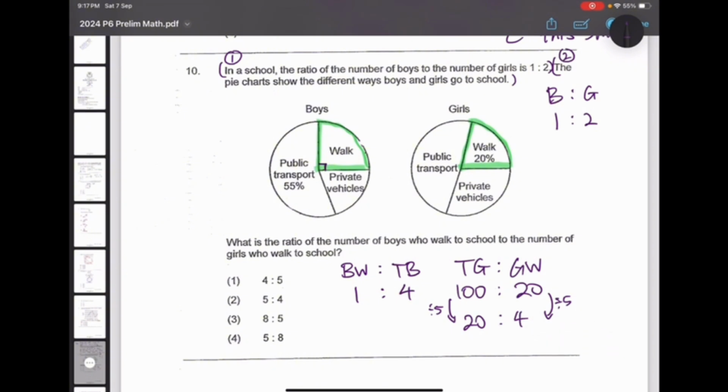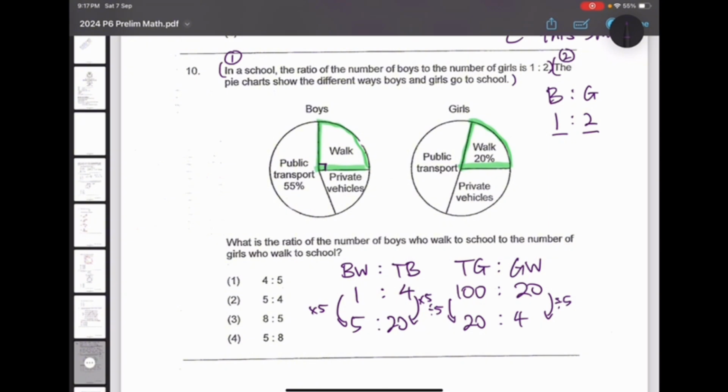From here, I want to times 5 on this side so that I get 5:20. Right, now that you see that my total boys and my total girls are the same, am I right? But that is not what I want. I want them to be 1:2, right?